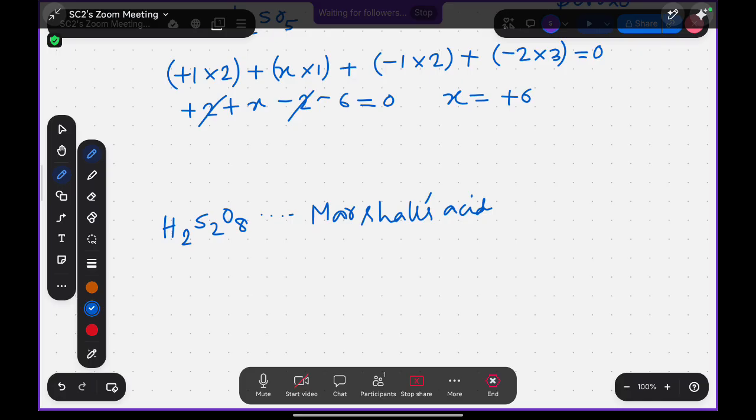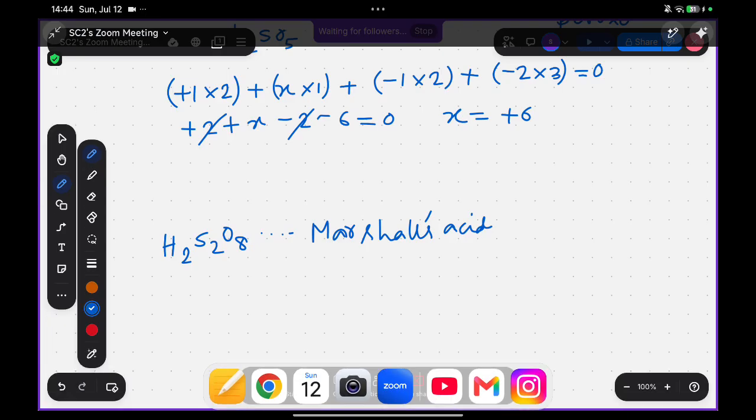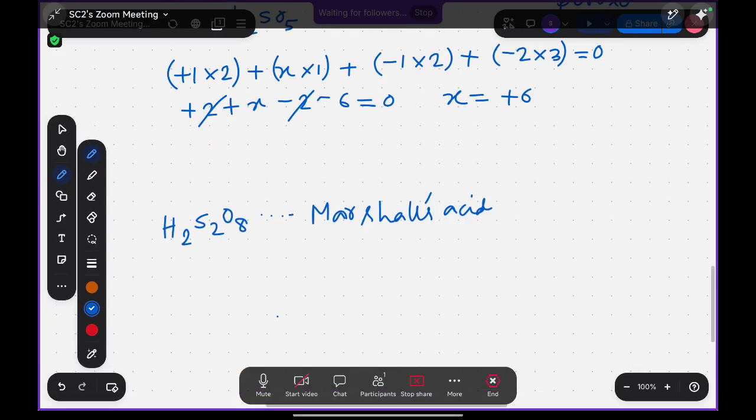So again, let's start. If I choose oxygen atom to be -2, let's see. Hydrogen +1 into 2, 2 hydrogen atoms. Sulfur, let's take sulfur, X into 2, plus oxygen is -2 into 8 is equal to 0.